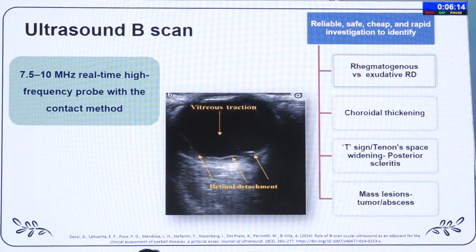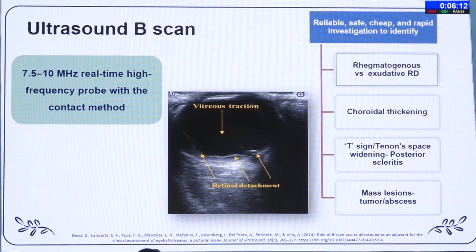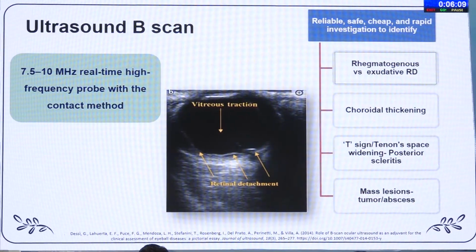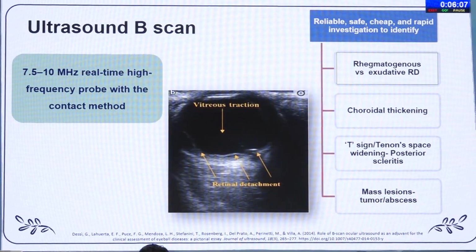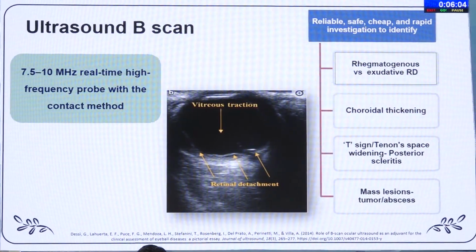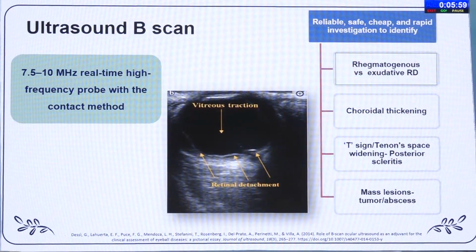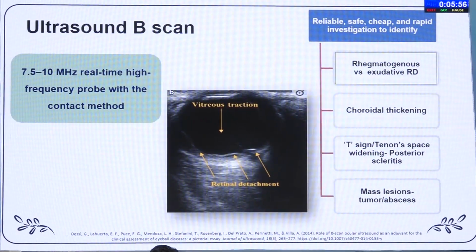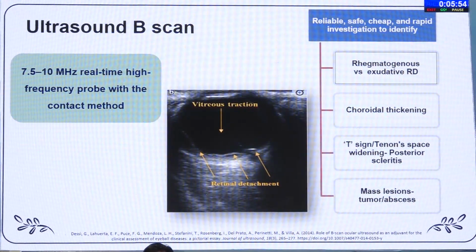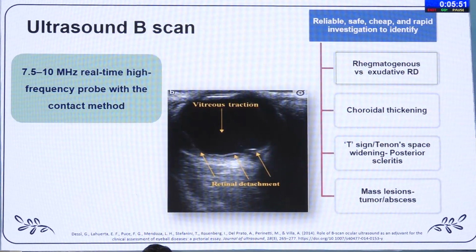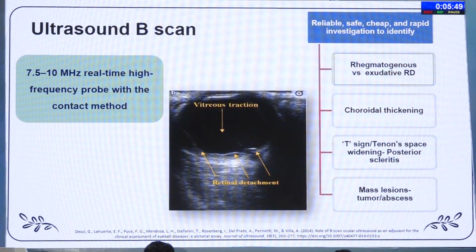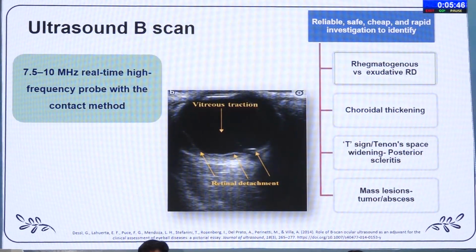Ultrasound B-scan, 7.5 to 10 megahertz, real-time high-frequency probe with the contact method. And what we get is that we can determine rhegmatogenous versus exudative retinal detachment, choroidal thickening, T signs like Tenon space widening, posterior scleritis, mass lesion, tumor, abscess, or choroidal mass lesion due to tuberculosis like tuberculoma. It's a reliable, safe, cheap, and rapid investigation to identify these. The slide here in the middle is showing vitreous tractions and retinal detachment.